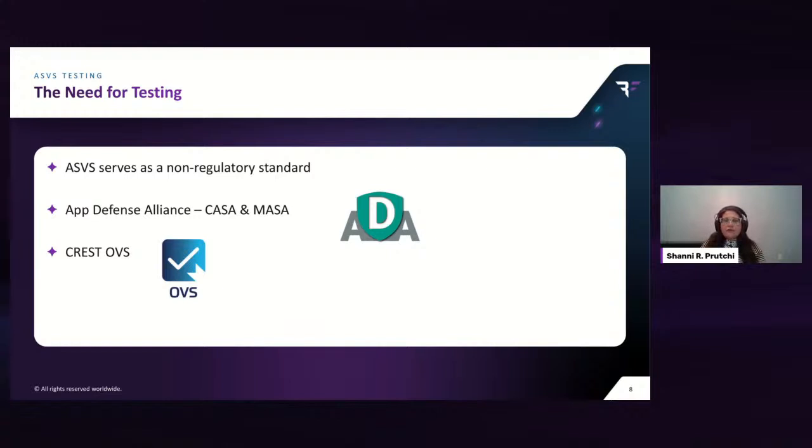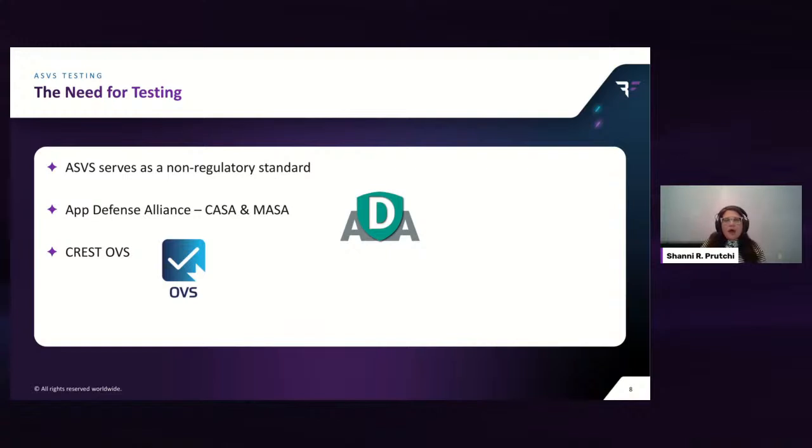So the App Defense Alliance has CASA and MASA. CASA is the Cloud App Security Assessment, and MASA is the Mobile App Security Assessment. Both of these draw their requirements from the ASVS and the Mobile ASVS, or the MASVS.